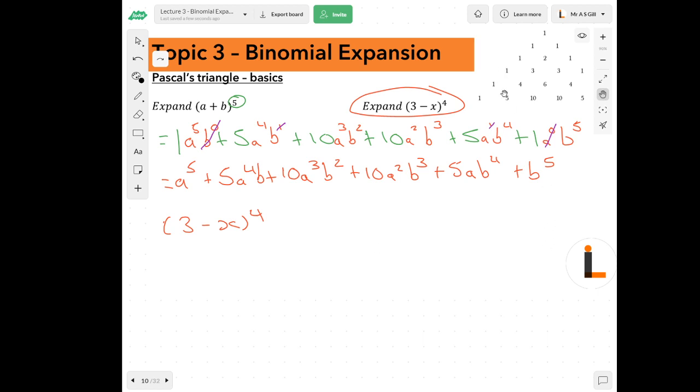So use Pascal's triangle here. Think about what we need. 3 bits for each term in the expansion. We need our coefficient, our first term to a power, and our second term to a power. Okay. So our first term to a power, second term to a power.